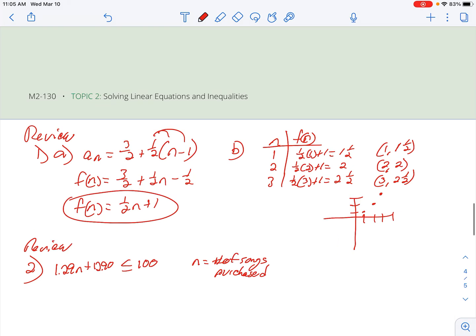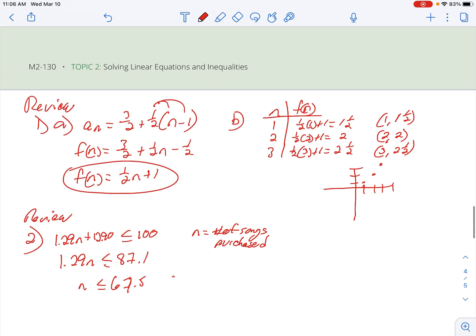Now, let's subtract that $12.90. All right, 100 minus $12.90 gives me 87.1. Divide both sides by 1.29, and I get 67.5. So what that means then is 67 songs can be purchased. 68 would take me over $100, which I don't have on my gift card. Okay.